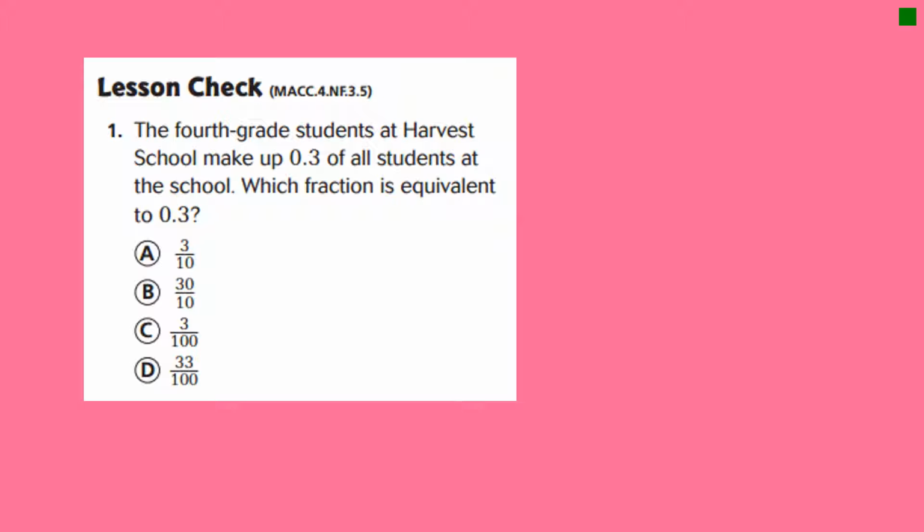All right, let's look at the lesson check on the back of the paper now, guys. So flip your paper over and we'll work on number 1. The 4th grade students at Harvest School make up 3/10 of all students at the school. Which fraction is equivalent to, well, I didn't say 0 last time. Which fraction is equivalent to 0 and 3/10? Now, just like I said before, guys, if you read that, you're basically saying the fraction.